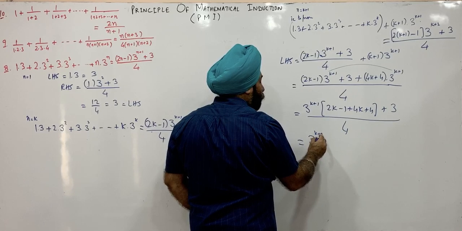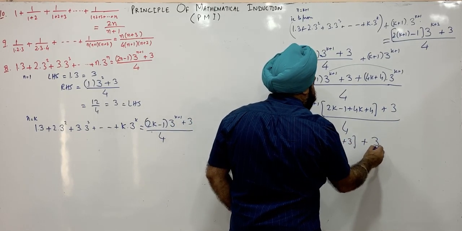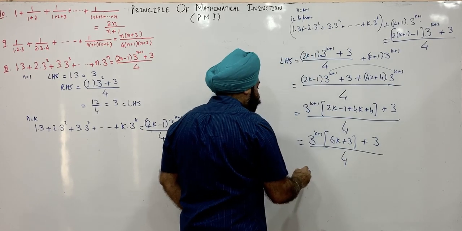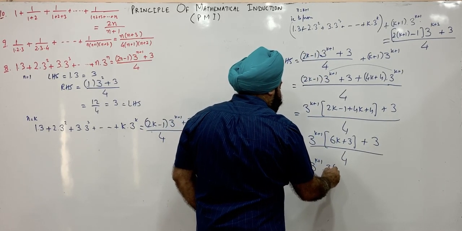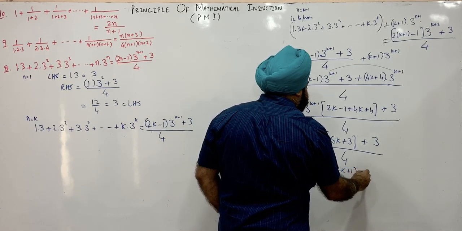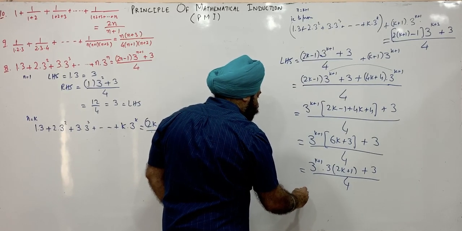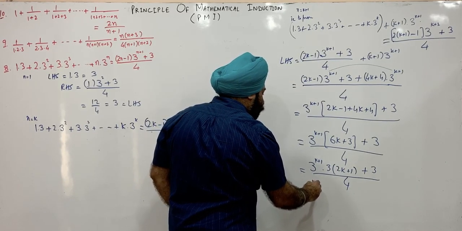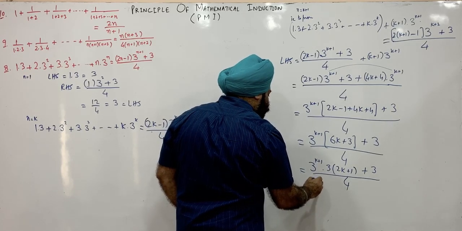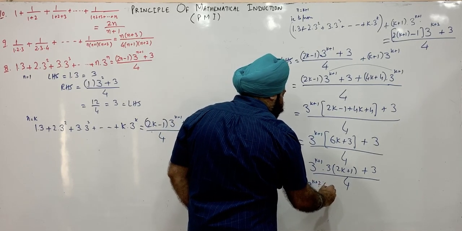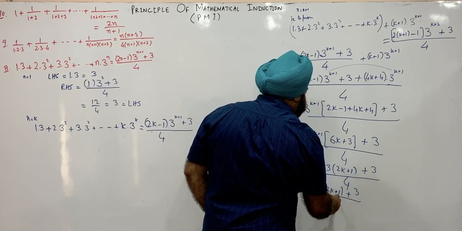That's 3 raised to k plus 1. This is (6k plus 3) divided by 4. Taking 3 common, inside it's (2k plus 1) plus 3 upon 4, and this is 3 raised to k plus 1 into 3. This will be 3 raised to k plus 2 into (2k plus 1 plus 3), divided by 4.